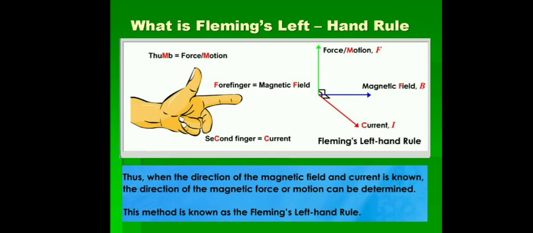Thus, when the direction of the magnetic field and current is known, the direction of the magnetic force or motion of a conductor can be determined. This method is known as Fleming's left hand rule, or it is also called the motor rule.